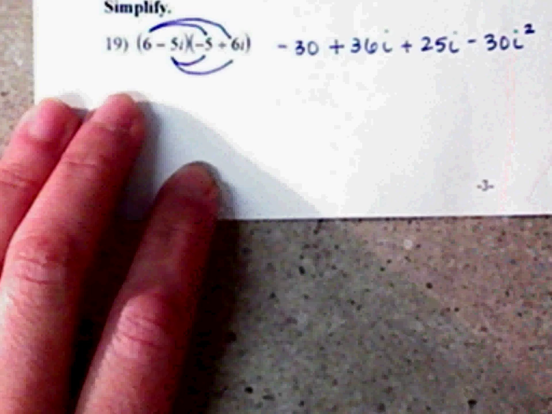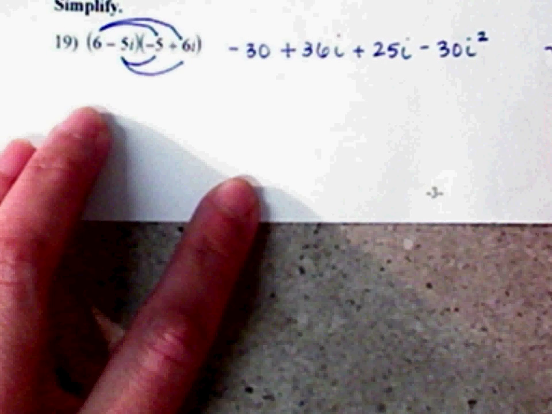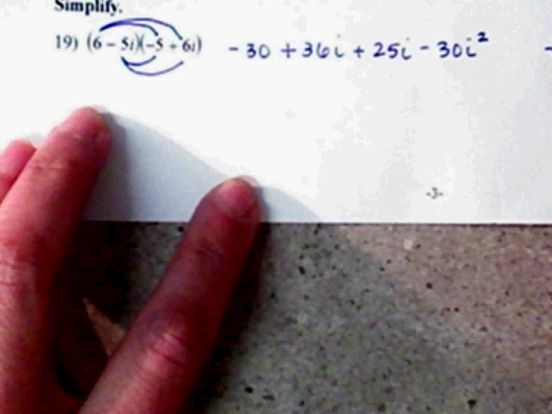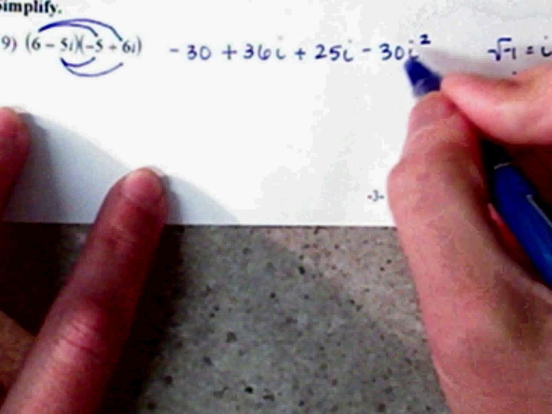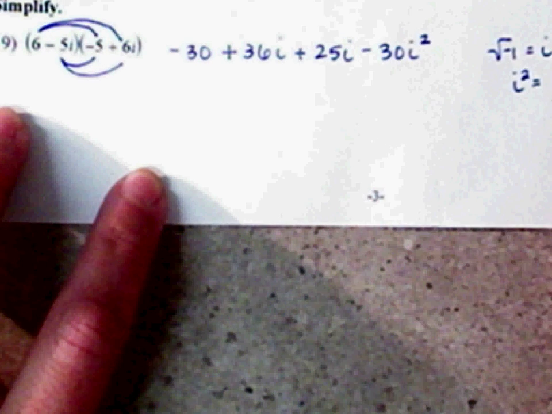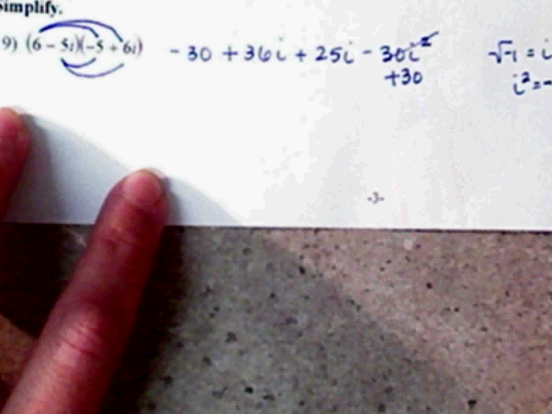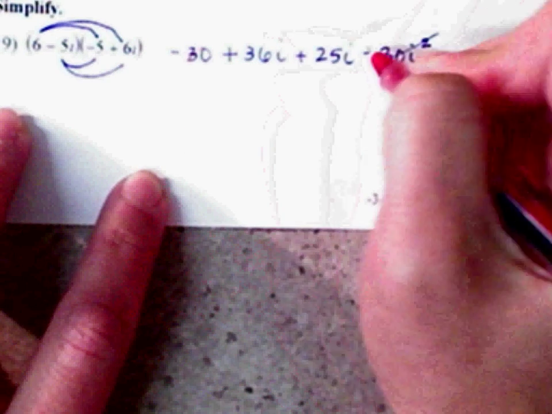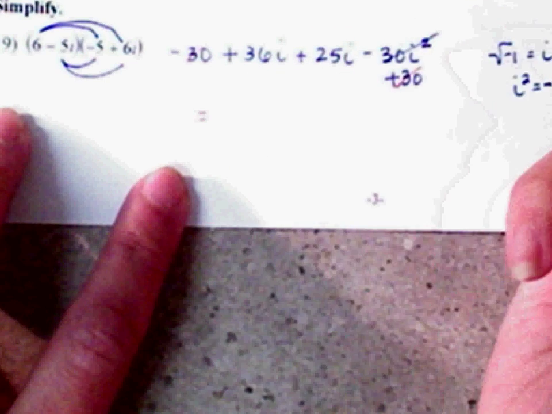Okay? Now, notice, i squared is negative 1. Just remember that part, okay? Since you know that, this is negative 30 times negative 1, my apologies, this is the same as a positive 30. Like terms, negative 30 plus 30 is 0, so all you have left is 36i plus 25i. 36i plus 25i is 61i.